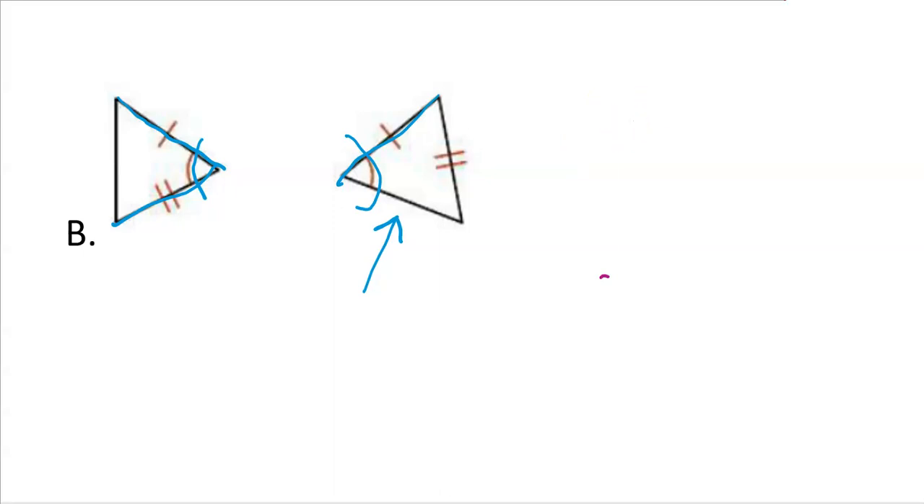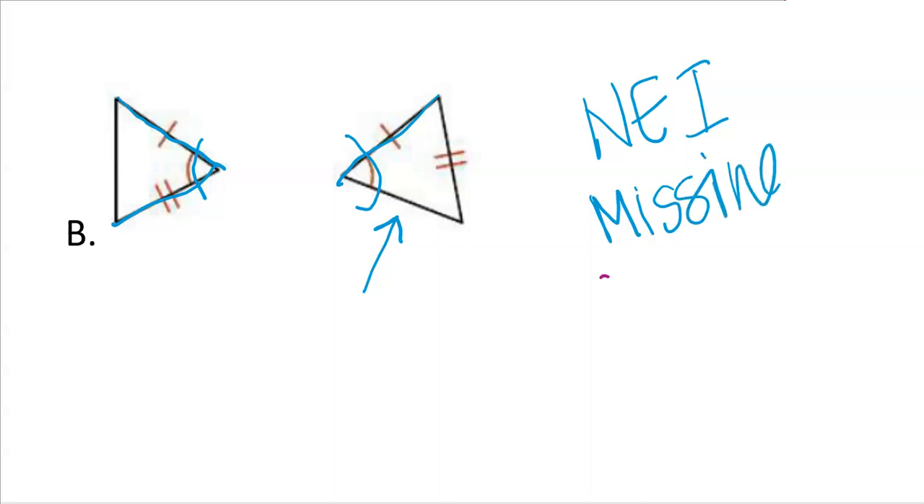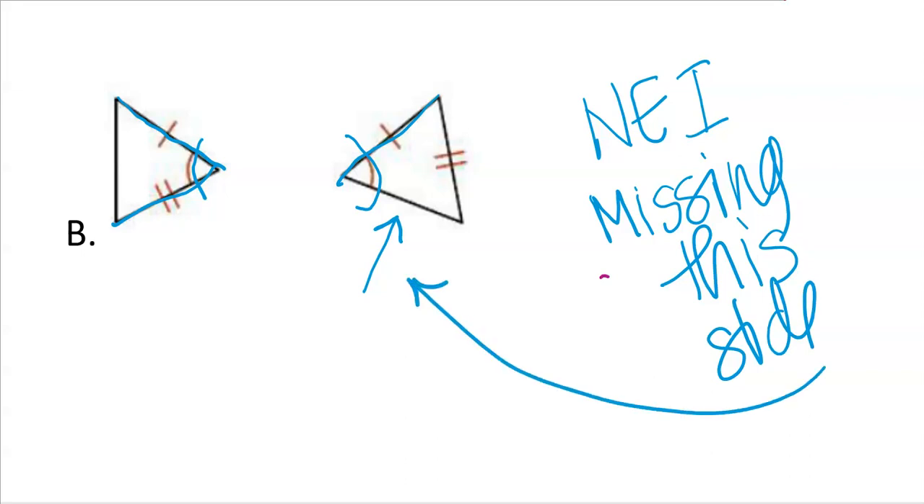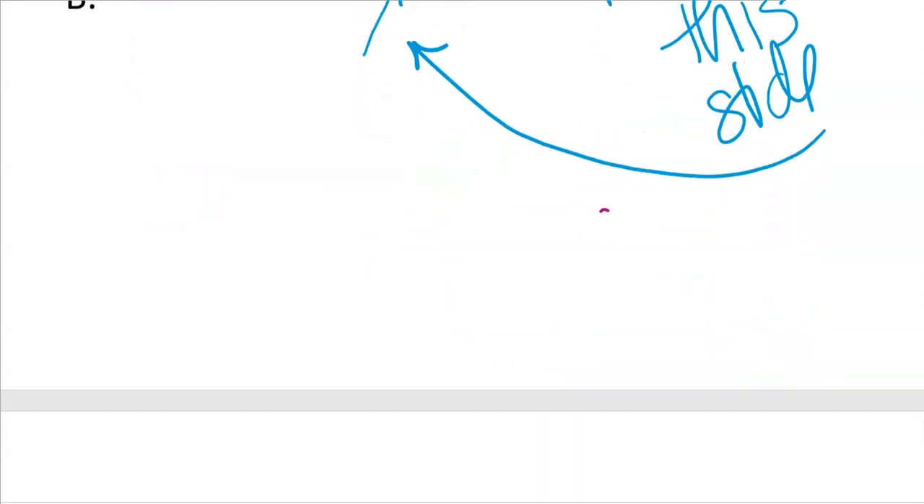Let's go like this. Not enough information. Missing this side. Okay, if you just want to draw an arrow to the angle or side you're missing, that's probably easiest. They haven't put any letters on here, so you couldn't say you're missing side AB or anything because there's no letters. So the best thing is to just put an arrow and just say you're missing this side. This is the one you would need.